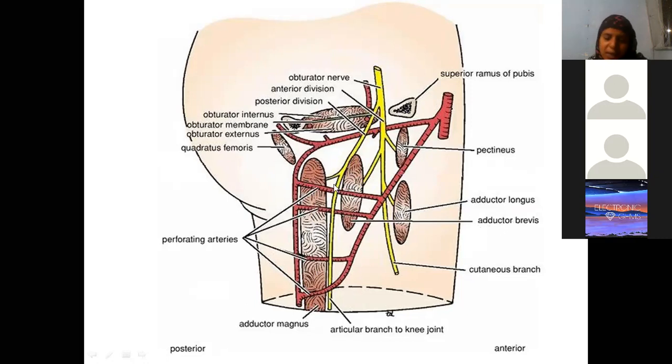Again, it is written in textbooks very clearly. Adductor brevis will be supplied either by anterior division or by posterior division, not by both. If anterior division is supplying, posterior won't supply. If posterior division is supplying, anterior division will not supply. Like that. Hope this picture is clear, beta.